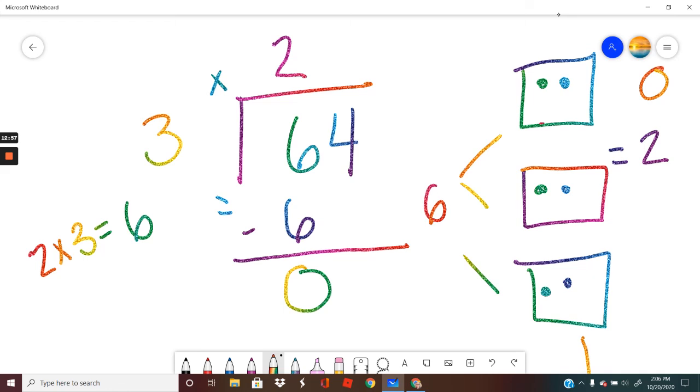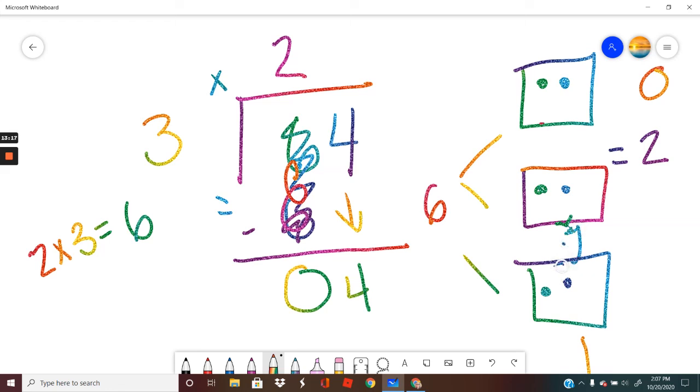All right, we finished with our 6, and I have a 0 and a 4, and I don't want them to be separated. I'm just going to bring this 4 down. All right, so now we have to see when we split up the number 4 into 3 boxes.